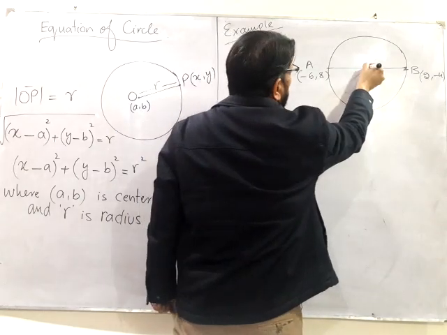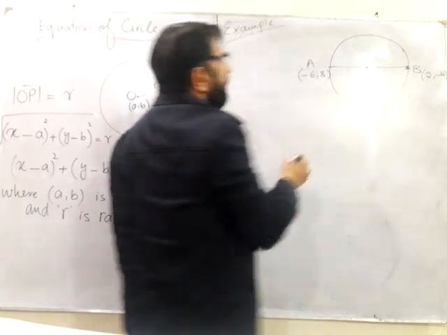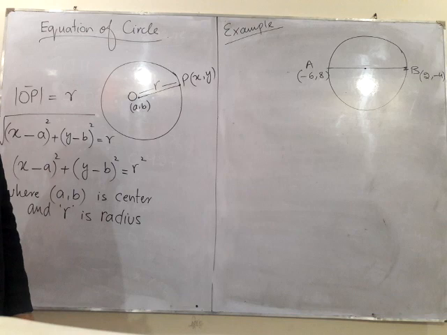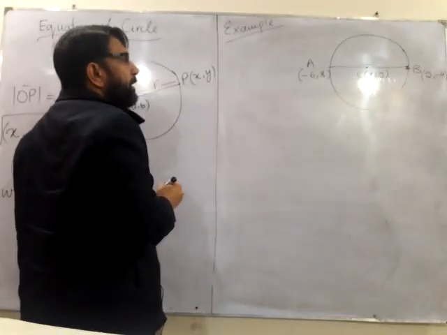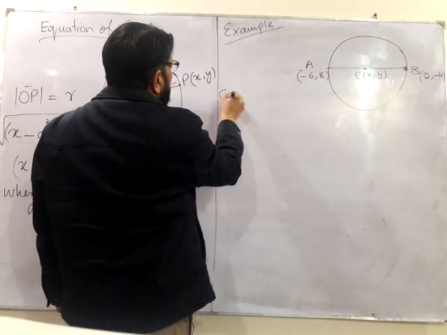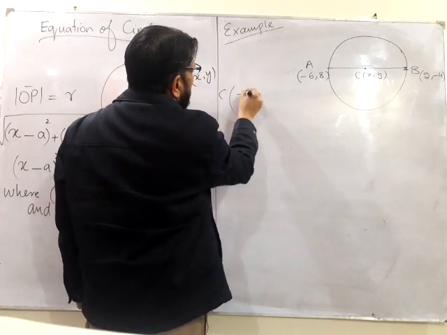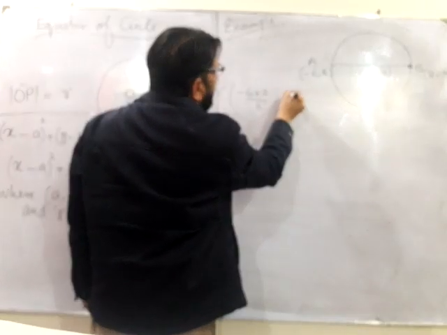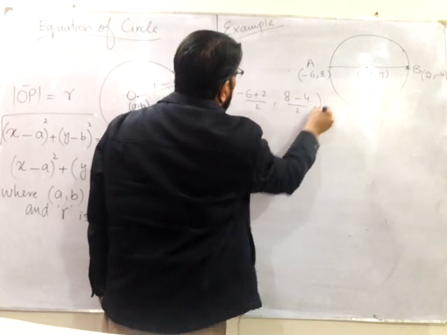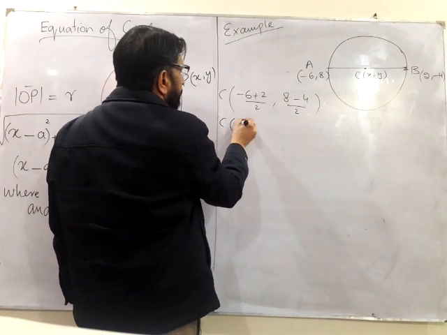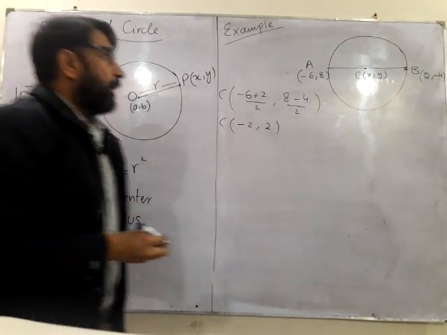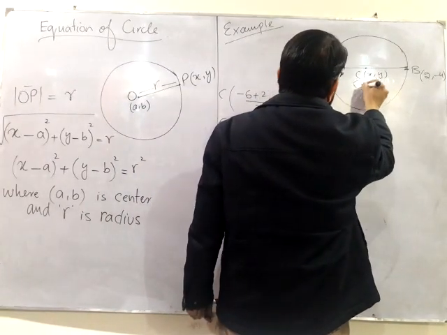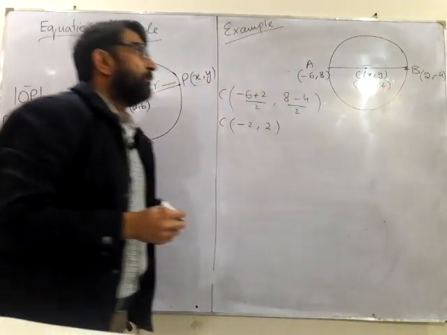Now to find the center, since this is the diameter, the center will be lying right in the middle. So the coordinates of the center, which are x and y right now and unknown, we can find by using the midpoint formula. So C will have (minus 6 plus 2) over 2 and (8 minus 4) over 2, which will give us minus 4 divided by 2 is minus 2, and 4 divided by 2 is 2. Now we have the center (minus 2, 2).